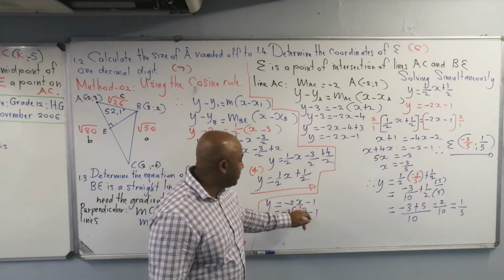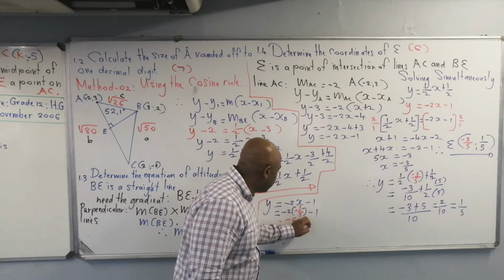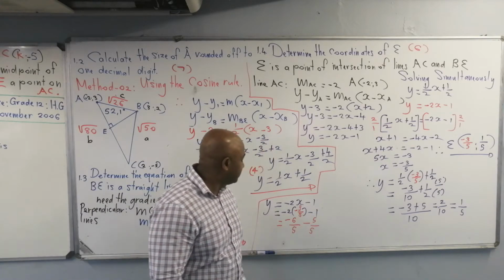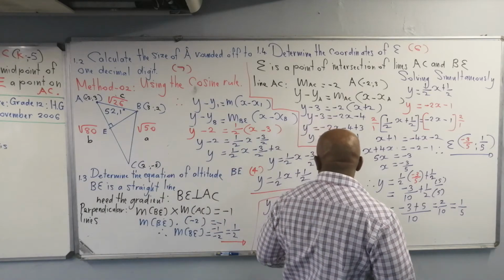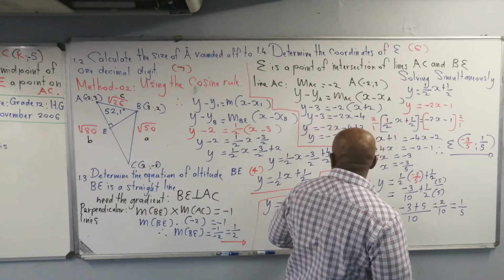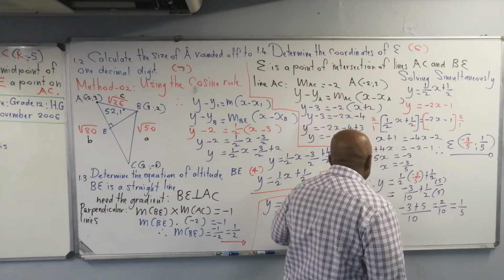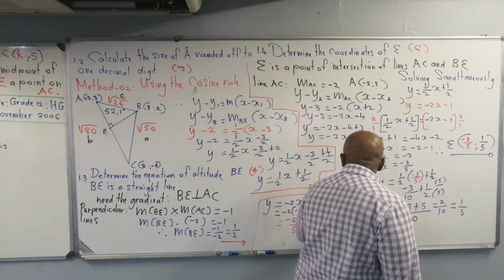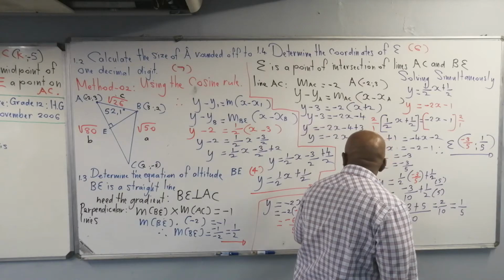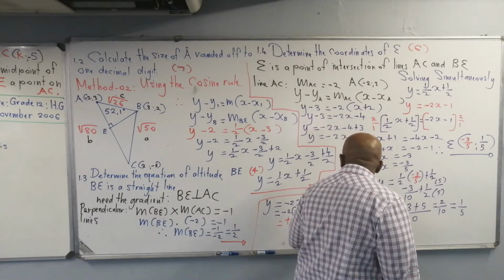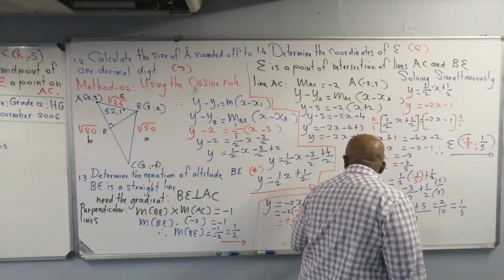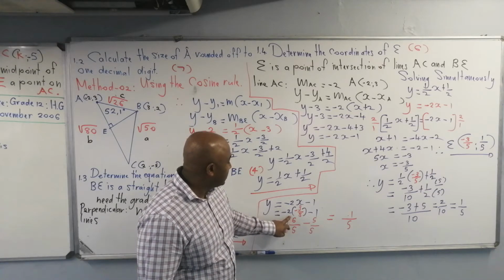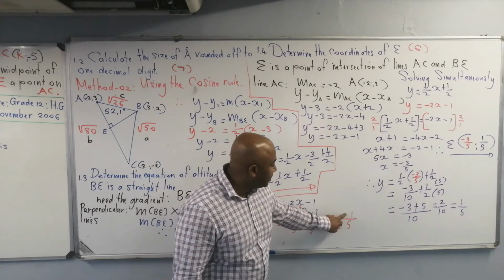Right, so I'm going to get 2 times minus 3 is minus 6 over 5 minus 1. What is 1? 1 is the same as 5 over 5. Minus 2x minus 1. Sorry, minus times minus is plus. 6 over 5 minus 5 over 5 is 1 over 5.